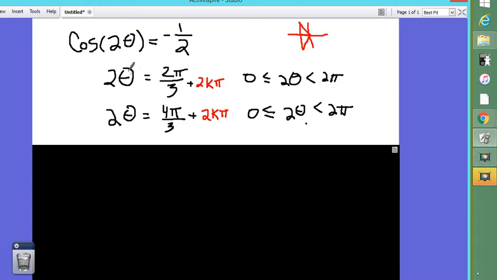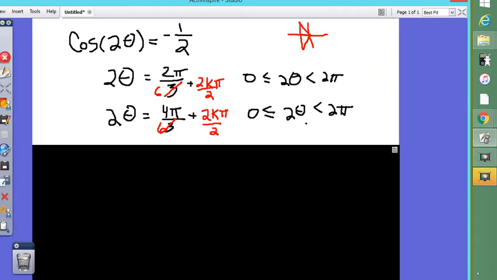But we're interested in theta. So the first thing we do is start dividing everything by 2. Okay, if you divide 2 pi over 3 by 2, you're going to get 2 pi over 6. 4 pi over 3 divided by 2 is 4 pi over 6. Now, you're going to divide your general solution also. You're dividing this by 2 and this by 2.